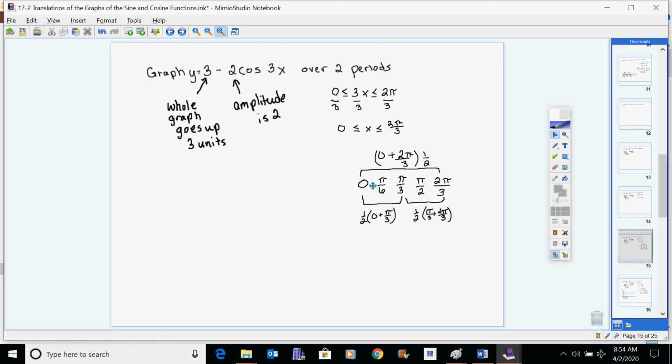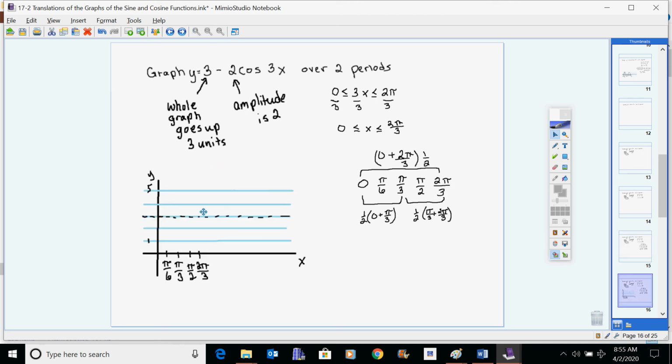So now we have our nice single period here. You can either go ahead and extend it there, or you can say, okay, I'm going to handle one period first and then I'll extend it. So notice though what happened here. Here are my key locations: 0, 1/6, 1/3, 1/2, and 2/3. But my whole graph shifted up 3 units.